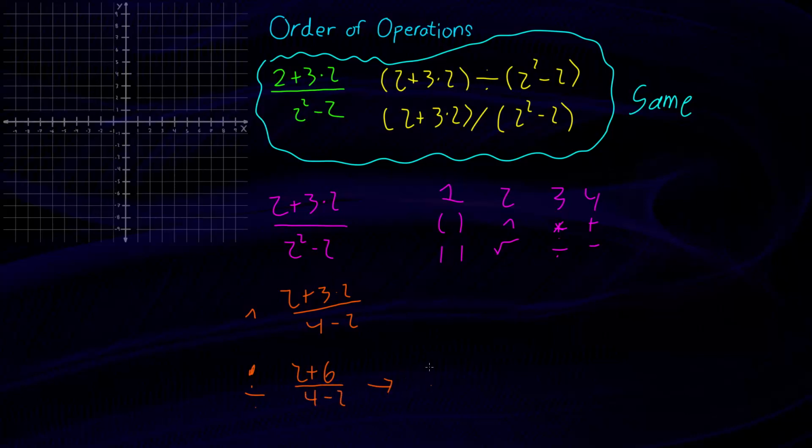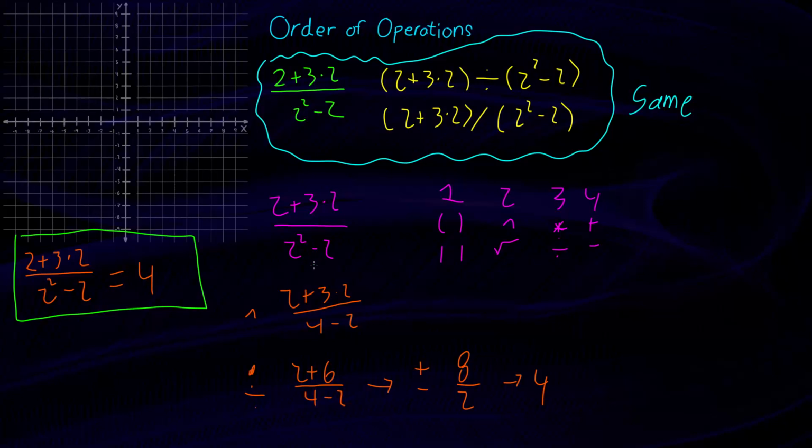And now we're going to work over this way. We're going to do our addition and subtraction. So now this becomes 8 divided by 2. And this becomes 4. All right, so what we can see is that for the equation 2 plus 3 times 2 divided by 2 squared minus 2, this equals 4. And that is our final answer for this one.